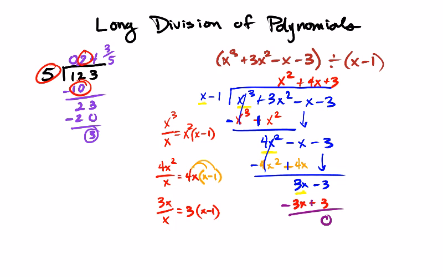And so that means that it divided evenly, and our answer is x squared plus 4x plus 3. Alright, let's take a look at one more where you might have to supply a 0. So let's look at x to the 4th.